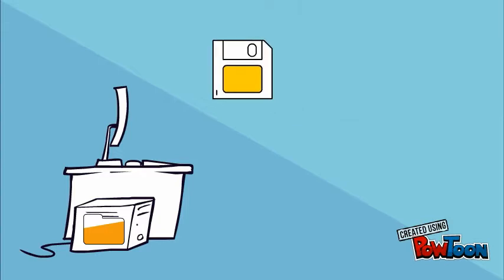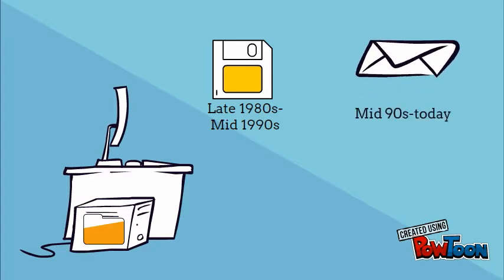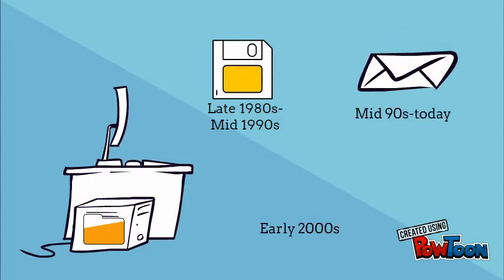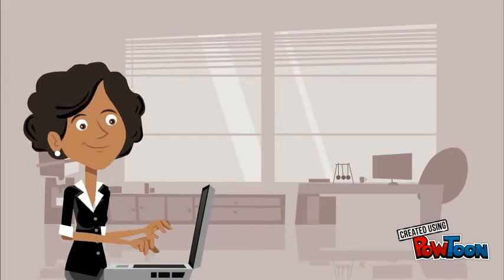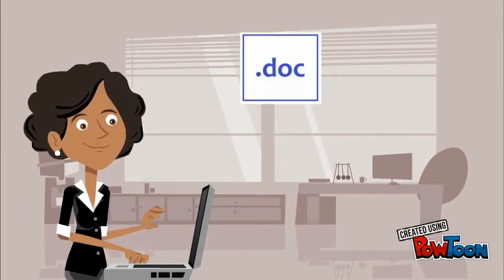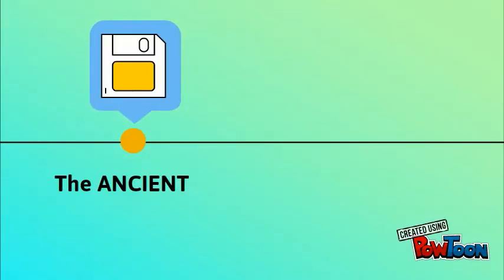For a while, carrying your files on a floppy disk was the only way to transport them from one computer to another. Luckily, email became more widely available in the mid-90s. In the early 2000s, your options for transporting files included CD-ROM, flash drive, or email. Still, to open or edit your files, every computer you worked on had to have Microsoft Office installed. That was the ancient way of doing things.